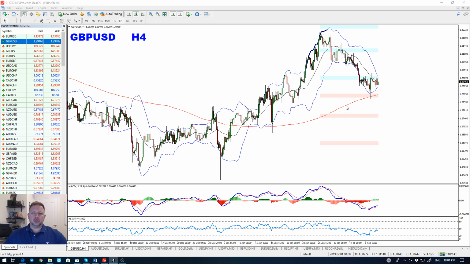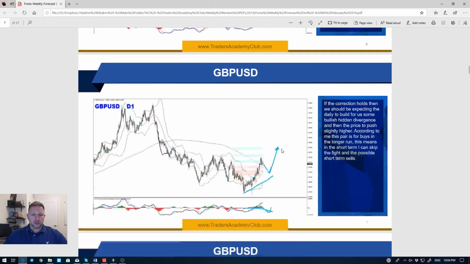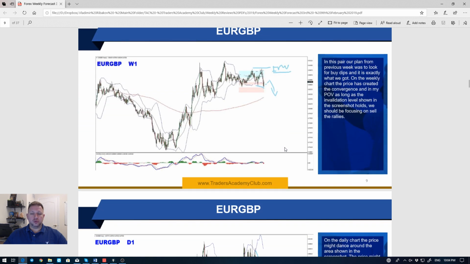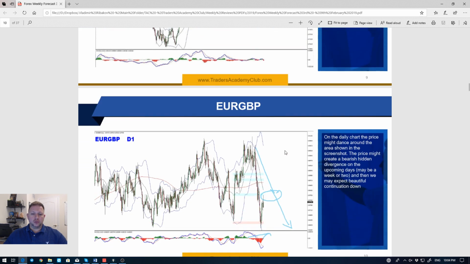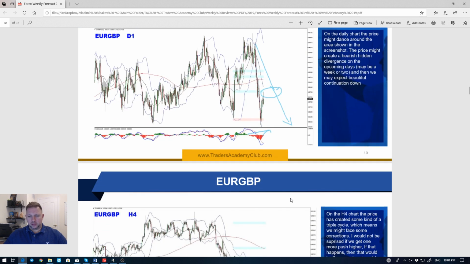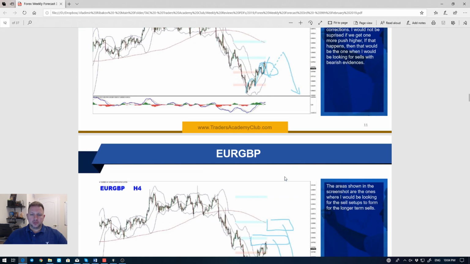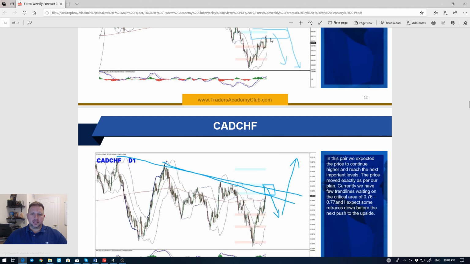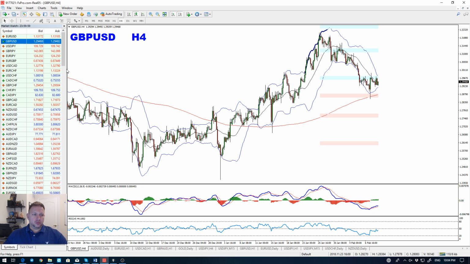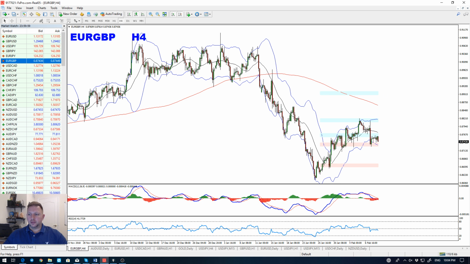and watch for the bullish evidences around these zones. The next one on the list of ours is the euro versus the pound. We were looking to go and sell the rallies, and that's our queue, right? Basically we were expecting low, one more high, and then sells. So here we are, we got the one more high, and now we get the low.